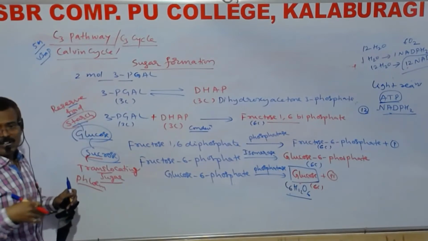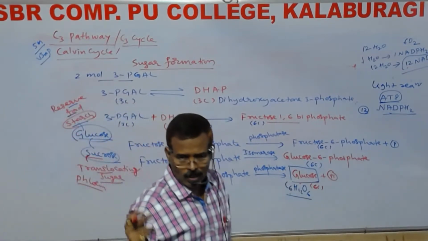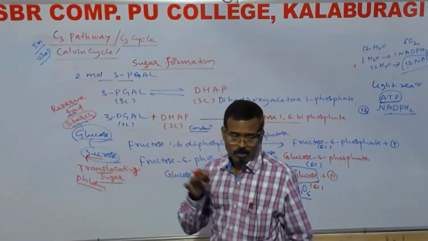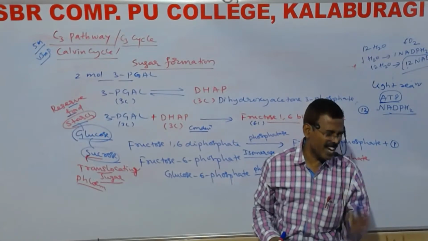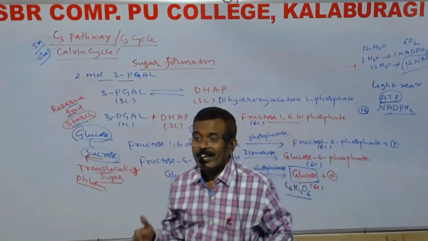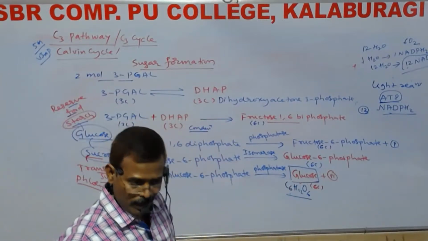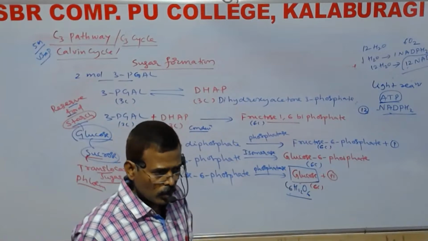That's how sugar is formed by using 2 molecules of 3-phosphoglyceraldehyde. Remember, 3-phosphoglyceraldehyde and DHAP both are triose phosphates. Right? Now, one step is remaining, that is regeneration of RuBP, and the schematic cycle on that. I will continue tomorrow.